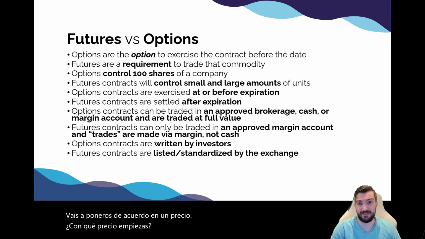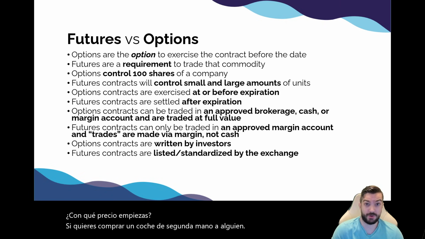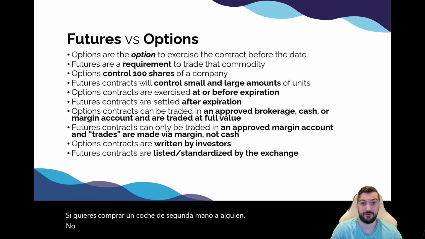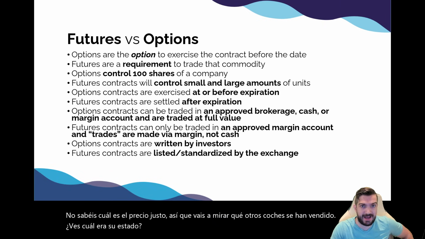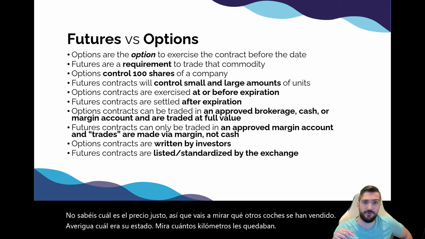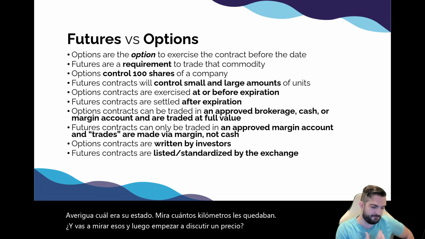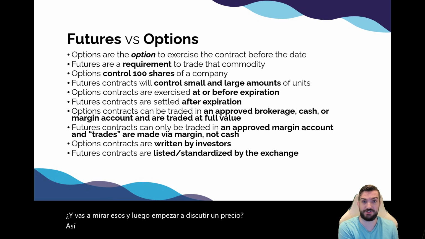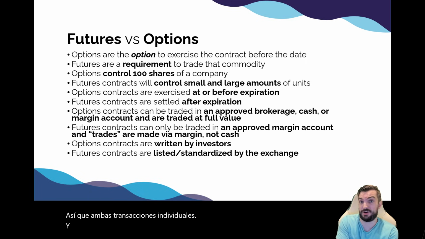Well, it depends. If you want to buy a used car from someone, you don't know what the fair price is. So you're going to look at what other cars have been sold, see what their condition was, see how many miles they had. And you're going to look at those and then start to discuss a price from there. So both individual transactions and these large listed trades or contracts are going to be connected.